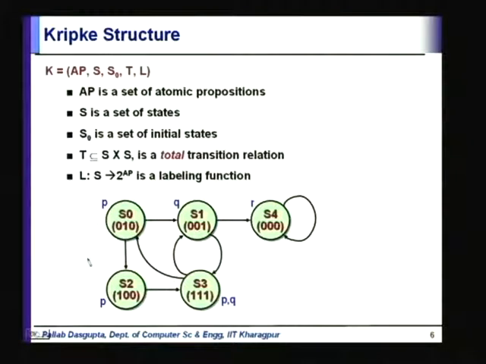Now, this is an example of a Kripke structure, where we have these 5 states S0 through S4. These are the transitions and these are the labels. So, P, Q, R, P, P, Q are the labels. In this state P is true, in this state Q is true, and whichever ones are not shown are false by default. So, here Q and R are false, here P and R are false, right. That is the notation that we are going to use.